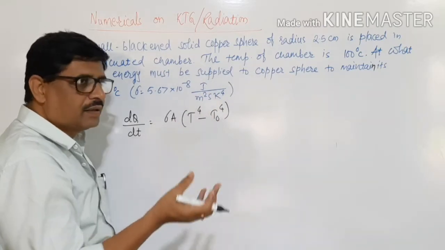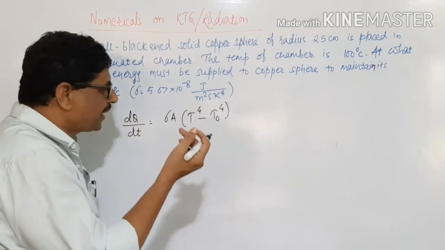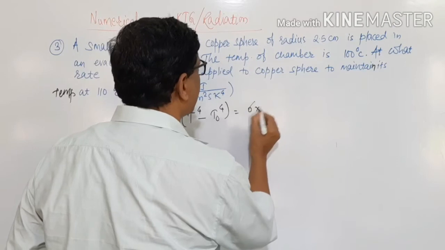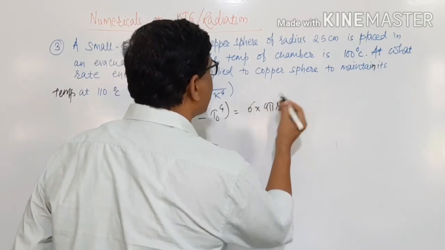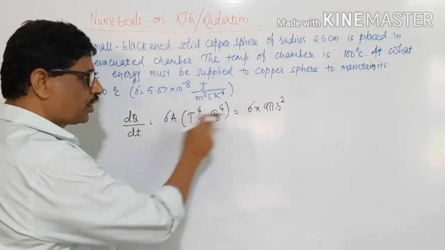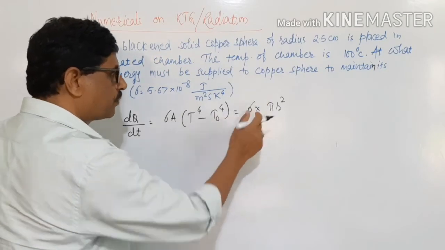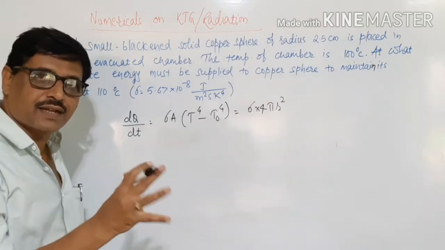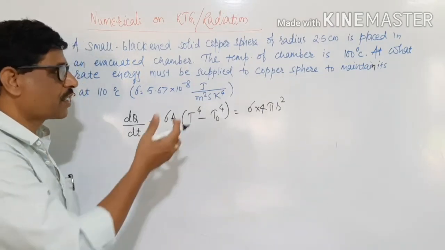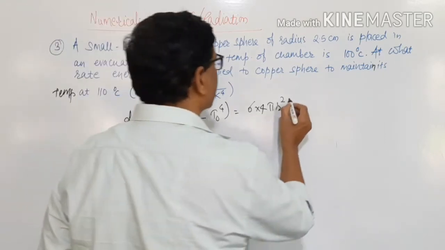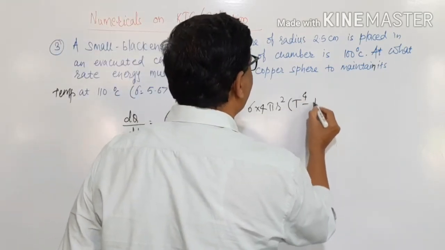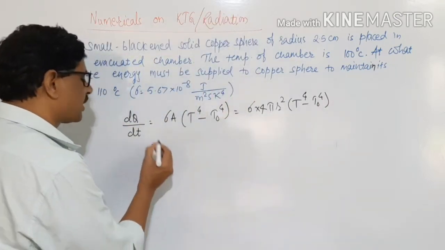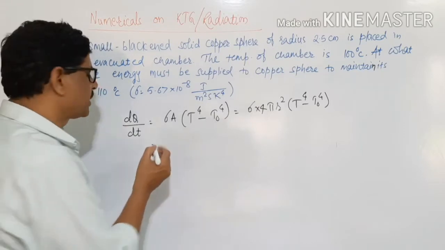Therefore, we have to take the loss of heat here, and therefore it is equal to sigma into 4 pi r square. As it is a solid sphere, the surface area of the solid sphere is 4 pi r square. The sphere has a radius r, therefore its surface area is 4 pi r square. It is T to the power of 4 minus T0 to the power of 4. We will put the values here.